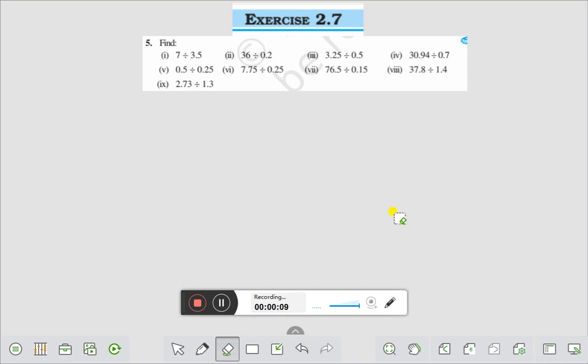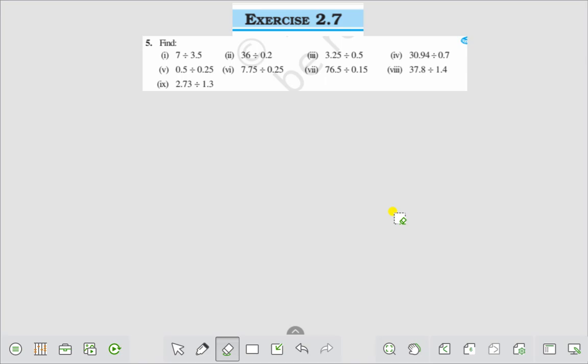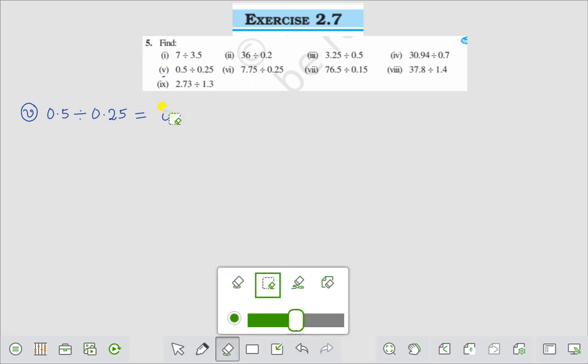Question number 5. Question number 5 is here, you see: 0.5 divided by 0.25. That is equal to 0.5. 0.5 can be written in decimal form.